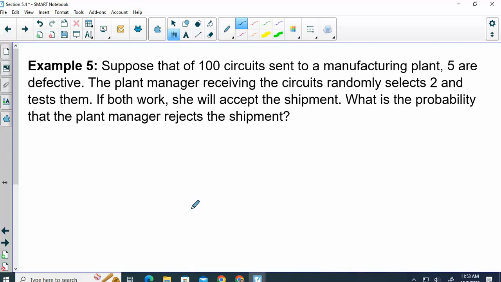Okay, there's only one scenario where she accepts it, right? They both have to be good. So that would probably be the easier route because we just have to find the probability of them both being good. Then how do we turn that into the probability that she rejects it? 1 minus, that's the complement, like we've been talking about. Okay, so let's find the probability that she accepts this.